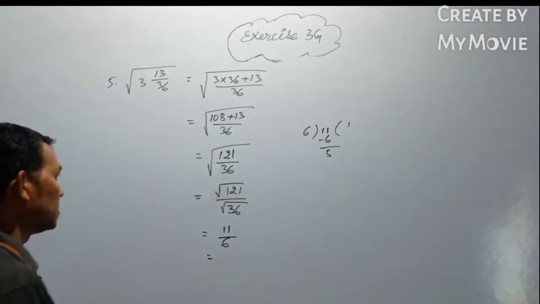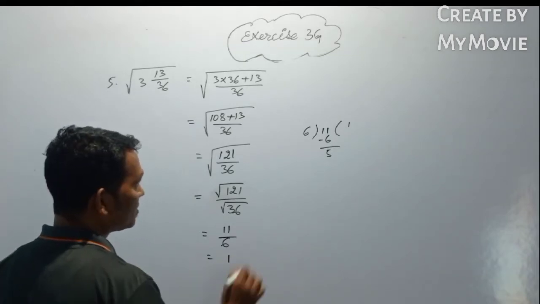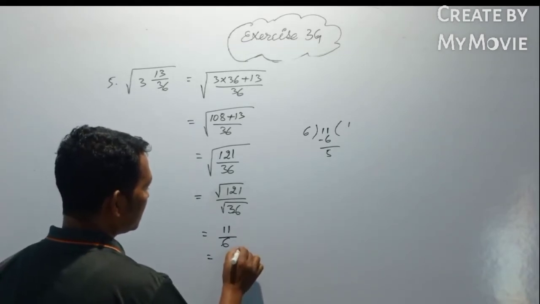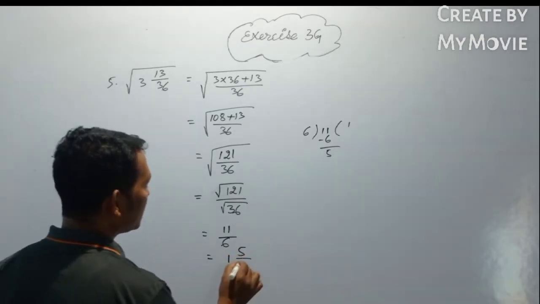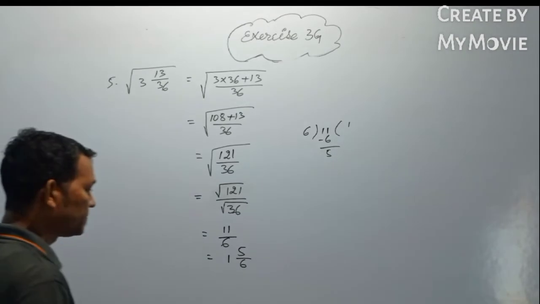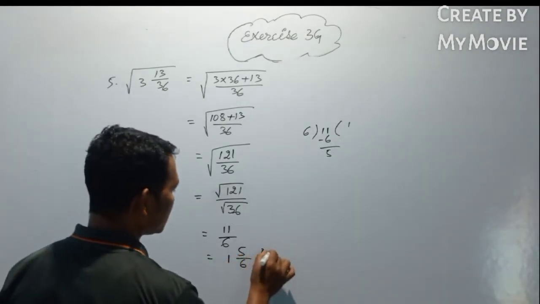So this is equal to 1 upon, quotient, then remainder divided by divisor. So 1 whole 5 by 6 is the answer.